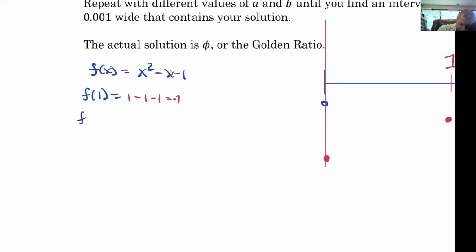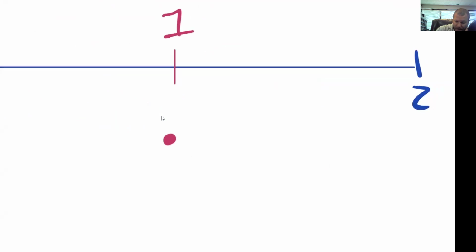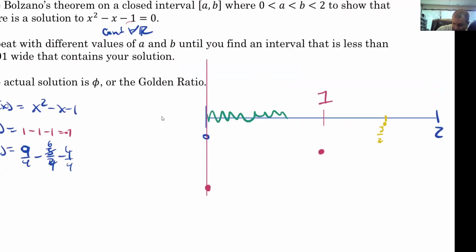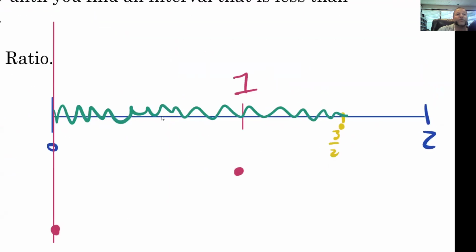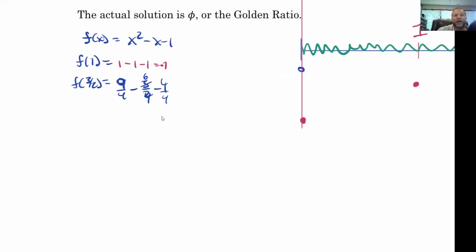I'm going to choose f of, say, 3 over 2, so 1.5. 3 over 2 squared is 9 over 4. I'm going to take away 3 over 2, and take away another 1. So this is going to be 6 over 4 minus 4 over 4, so this is also going to be negative. It might seem like, oh no, I didn't find a positive value. But actually what I did was find a better negative value to use. So now I know that my solution lies somewhere in the interval from 3 over 2 to 2, between 1.5 and 2. So what's between 1.5 and 2?